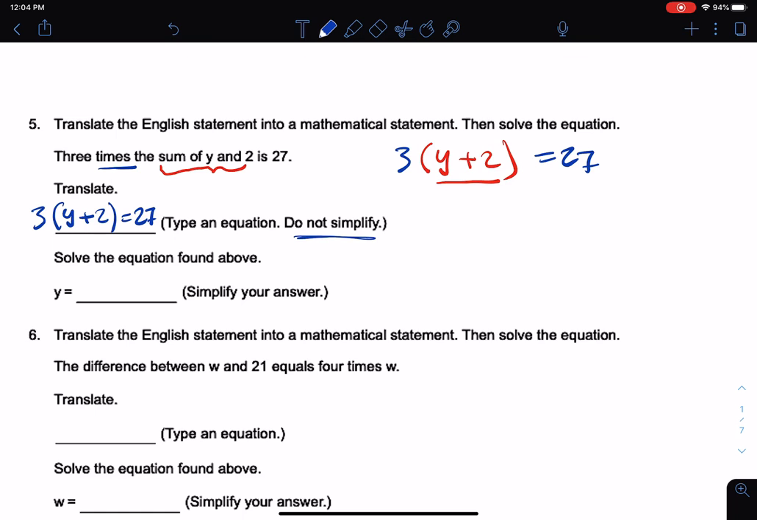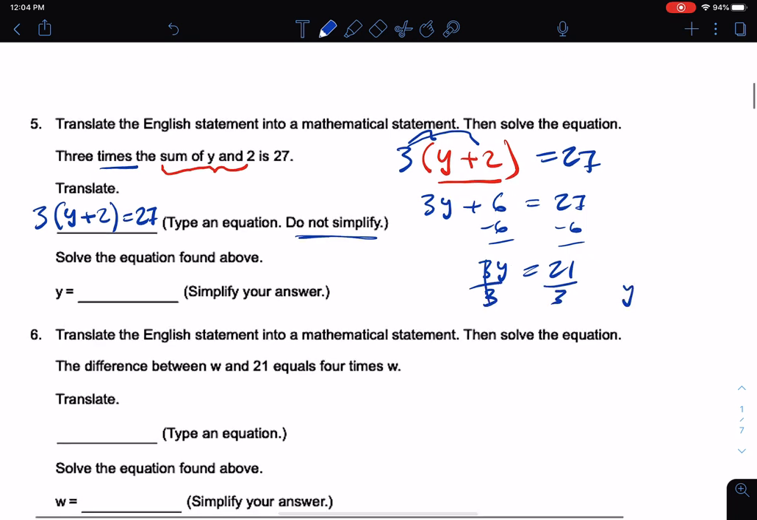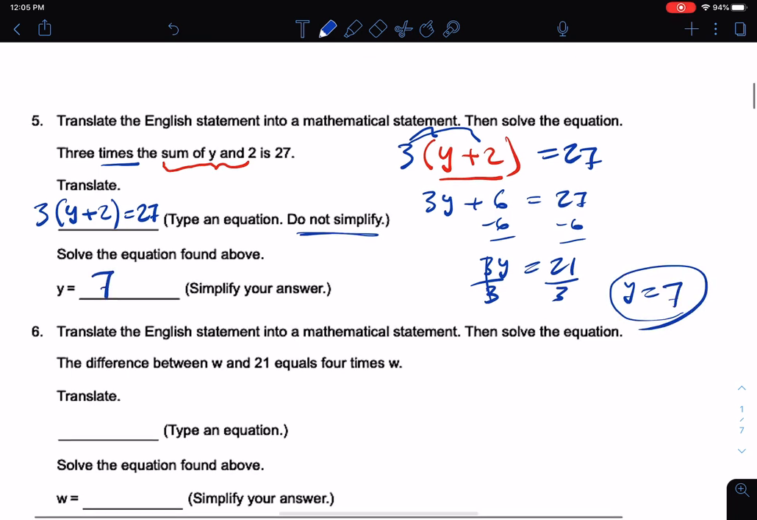Now we want to solve the equation, simplify it, really solve the equation, is what we're doing here. So 3 times y is 3y. In this problem, we're going to use the distributive property. And we're going to say 3 times 2, which is 6. Of course, we're going to subtract 6 on both sides of the equation, leaving us with 3y equals 21. Finally, we divide by 3, and we get y equals 21 divided by 3, which is 7. So y equals 7.